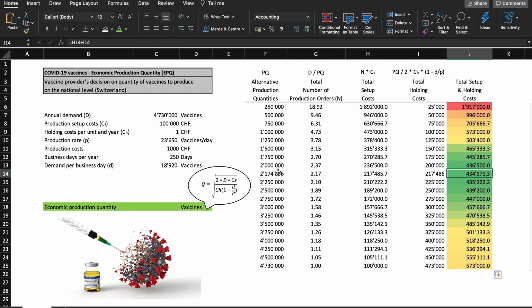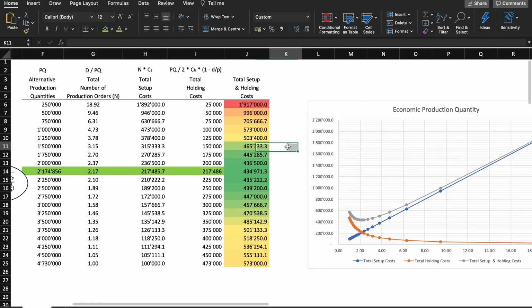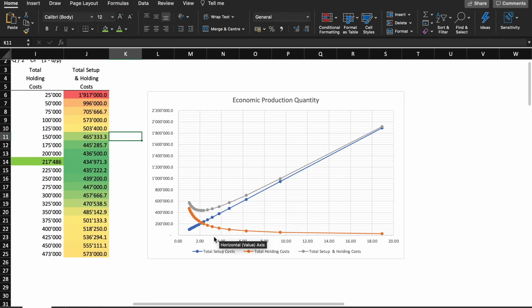In this case, it would be around 2 million doses, achieved with approximately 2 production orders. Alternatively, by plotting the costs in a graph, we look for the intersection between total setup costs and holding costs, orange and blue lines respectively, and that's the optimal production quantities.